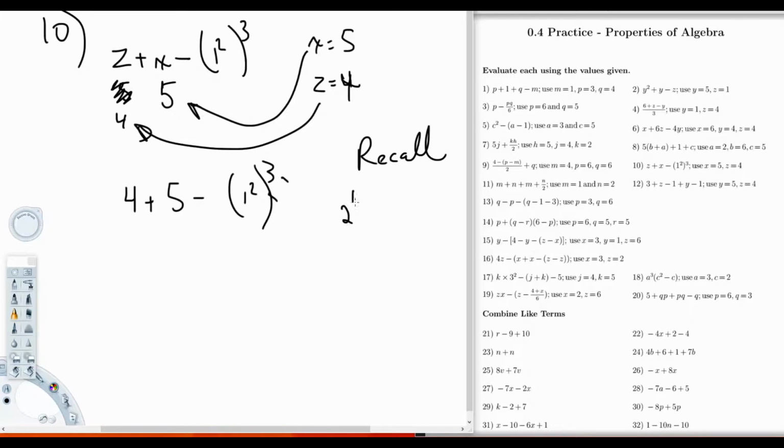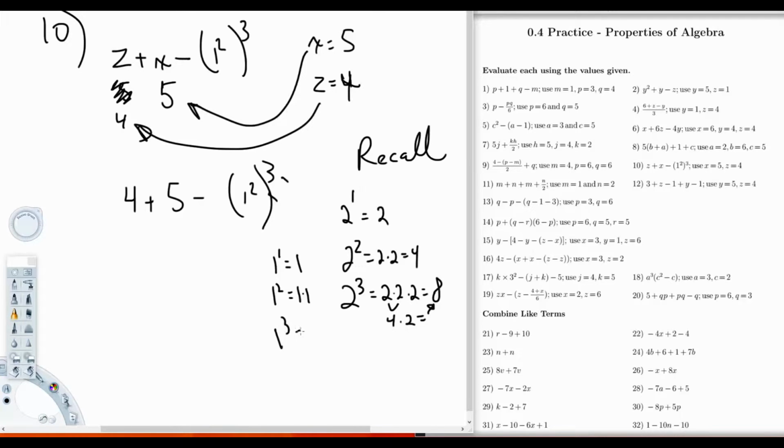So if I do 2 to the 1, that equals 2. If I do 2 squared, that equals 2 times 2 equals 4. If I do 2 cubed, that equals 2 times 2 times 2, which equals 8, right? This is 4 times 2 equals 8. Now, with 1, it's a cheat, because anything multiplied by 1 is 1. So 1 to the 1 equals 1. 1 squared equals 1 times 1. 1 cubed equals 1 times 1 times 1. It always equals 1. So all this here is meant to confuse you.